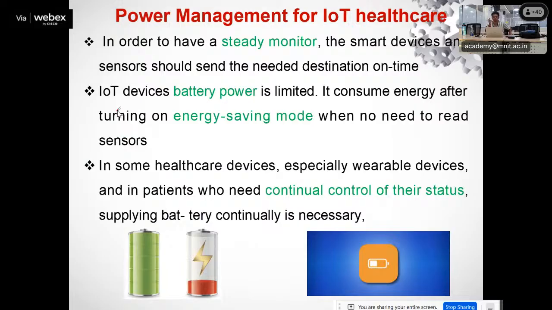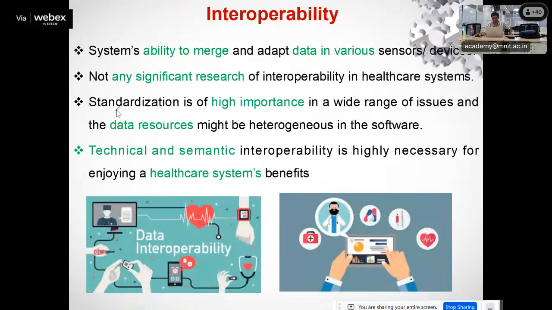Okay. So we should have a focus on the battery life of a wearable device, and also we need to think about at what time you want to have some sort of information which is being required. Okay, so that energy saving mode will allow us to actually boost the life of a battery. Interoperability, that is also a very important aspect.